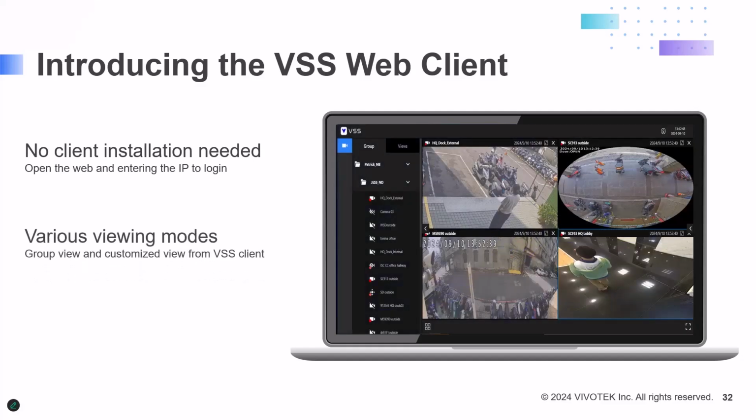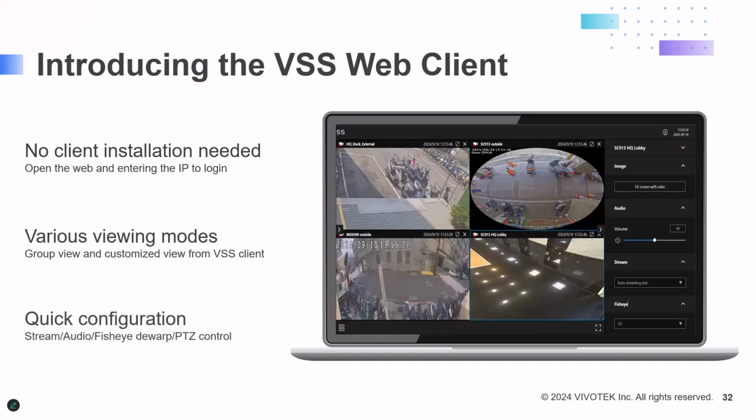The web client also offers two viewing modes. It's similar to our VSS client. It's going to ensure users have a familiar and flexible experience for both live feeds and playback. And then finally, it includes a quick configuration feature for our cameras. It's going to streamline setup and adjustments directly through the browser. The VSS web client is designed for simplicity, convenience, and efficiency. It's going to give our users a seamless way to access and manage their system.